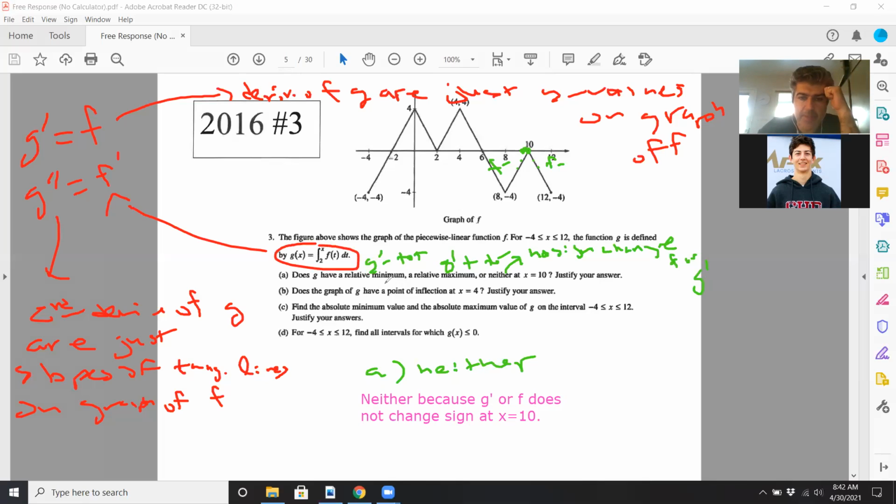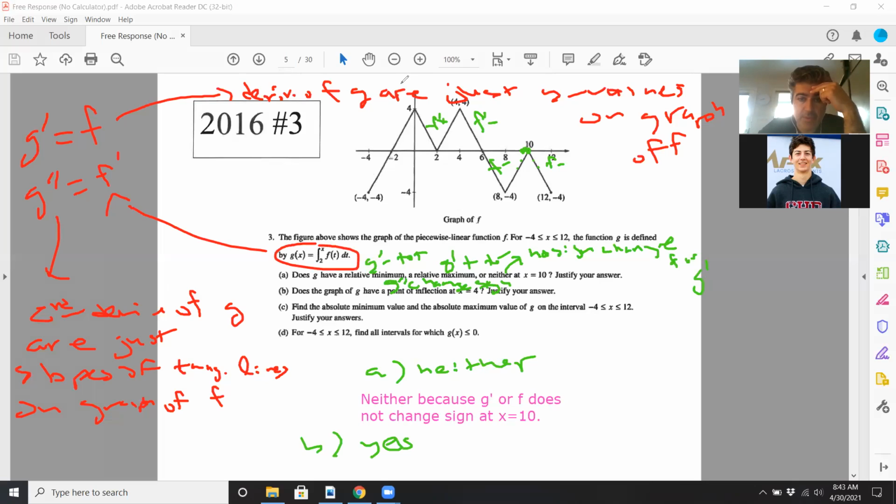So g double prime has to change sign. So that means that f prime has to change sign. Well, f prime is the slope of a tangent line. So you need the slopes of the tangent lines on the graph of f to change sign. At x equals 4, that definitely happens, because the f prime here is positive, because that's a positive slope. F prime here is negative, it's a negative slope. So the answer is yes.